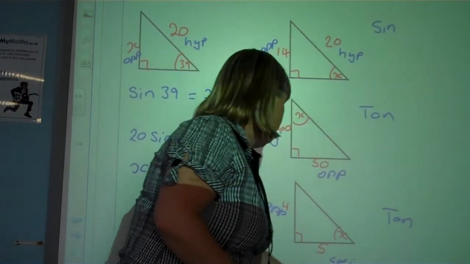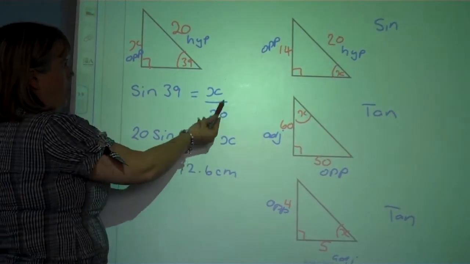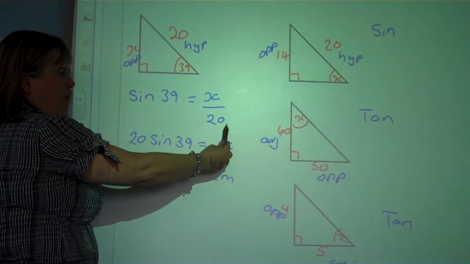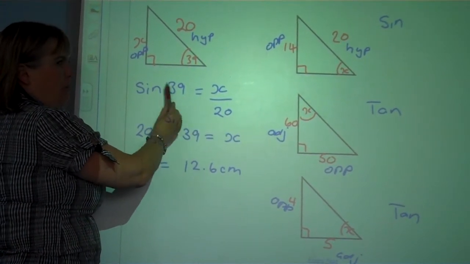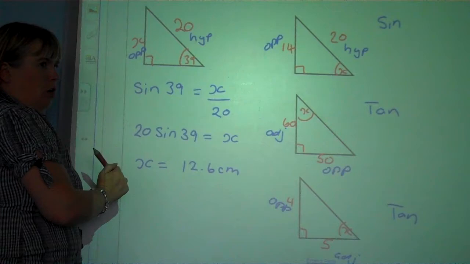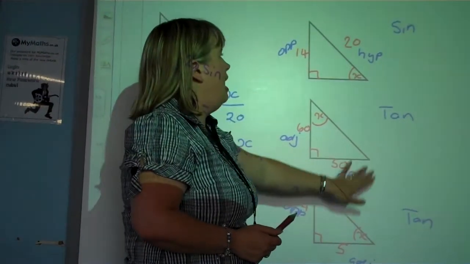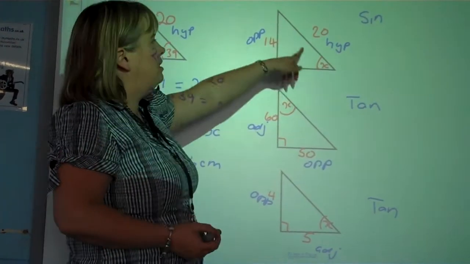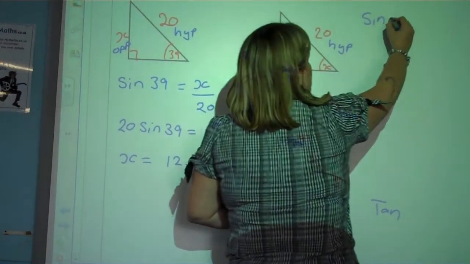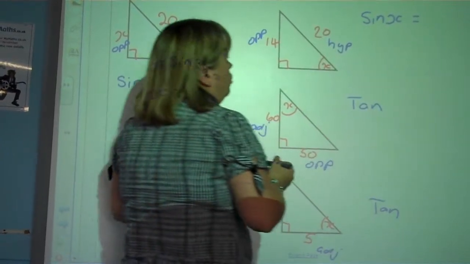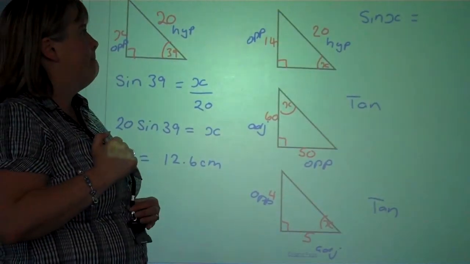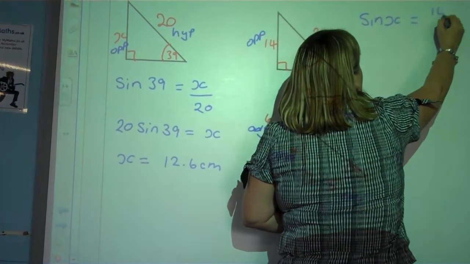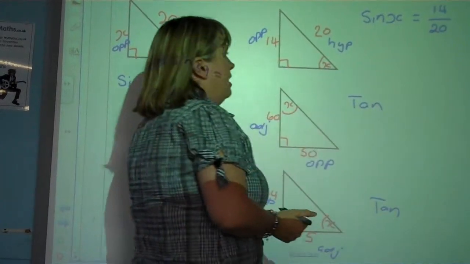Little point to note on this question here. If the x was on the bottom, you would swap these two things over for the x to end up on the top. Okay, so let's have a look at this one here on this side. So the top one is sine, but this time it's sine of x. So sine x is equal to what? Okay, opposite is 14 divided by hypotenuse is 20.